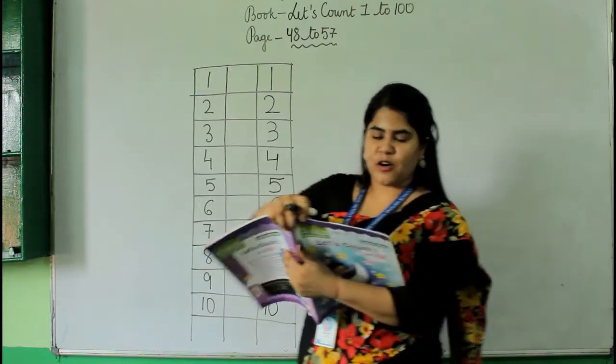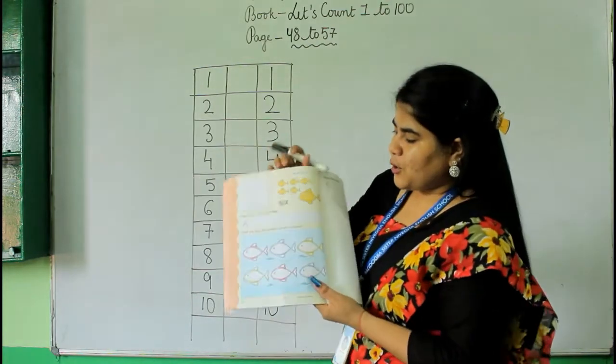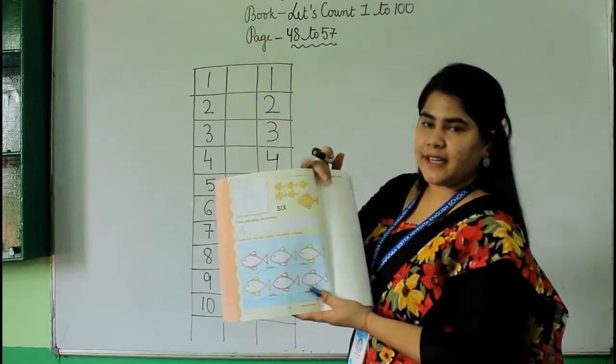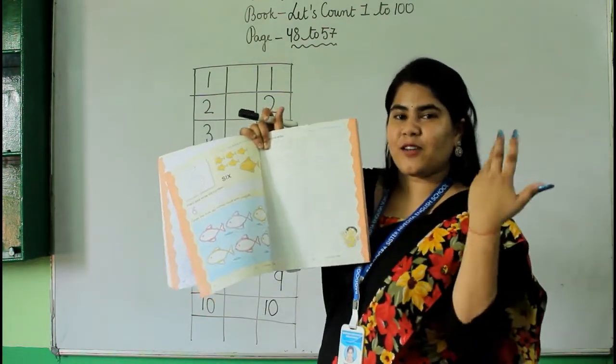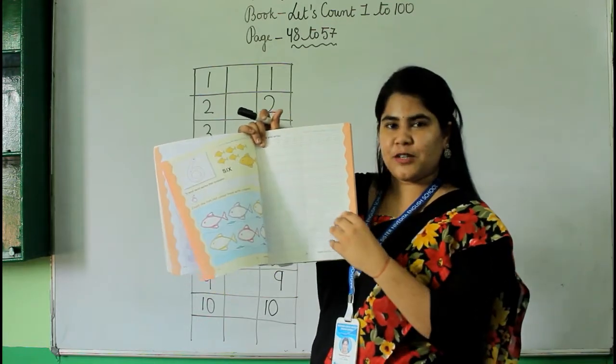So now let's move on to page number 48. You will get here number 6. Here you have to trace it, but here you have to write down by yourself. So both of this you will do.